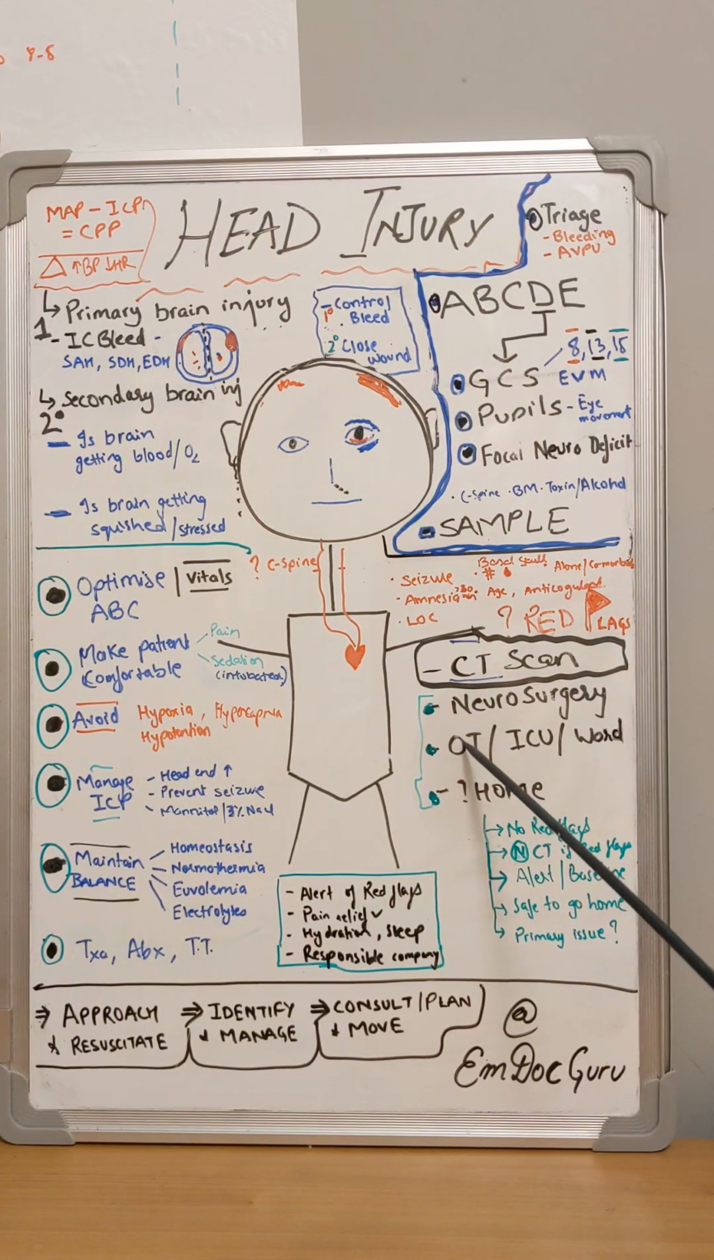whether the patient goes to the operation theater, or, if their GCS is low, they might need ICU-based care. Of course, if they are intubated, then they will definitely need ICU. If they are not intubated, then in patients with, say, minor to moderate head injury, ward-based care may be sufficient. So this is the point at which you have consulted, made a plan, and decided to move the patient.